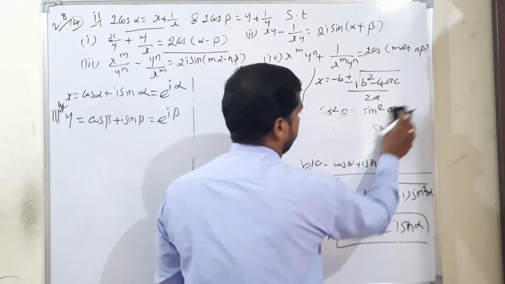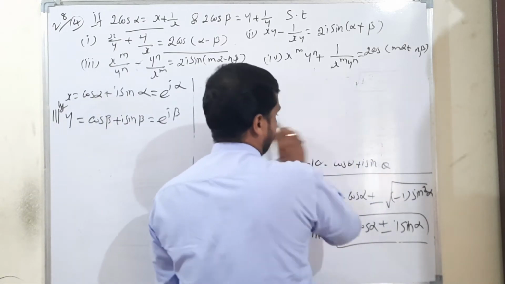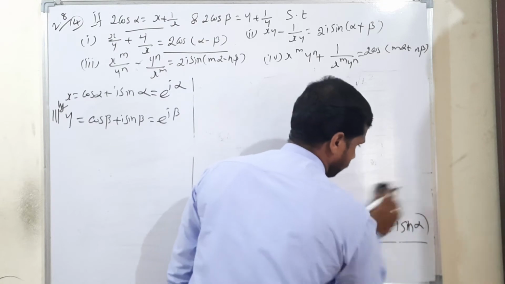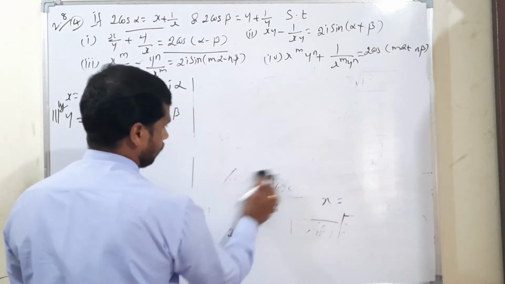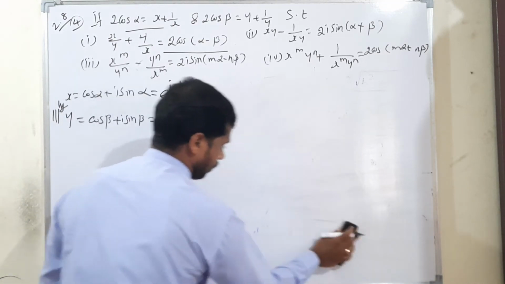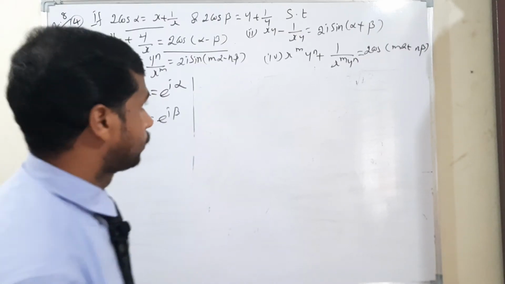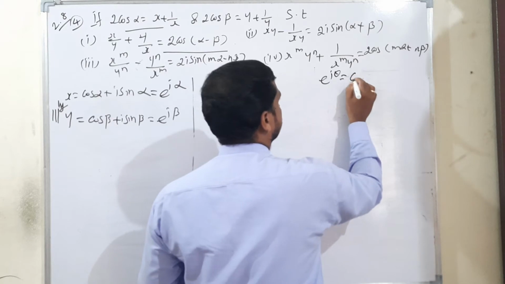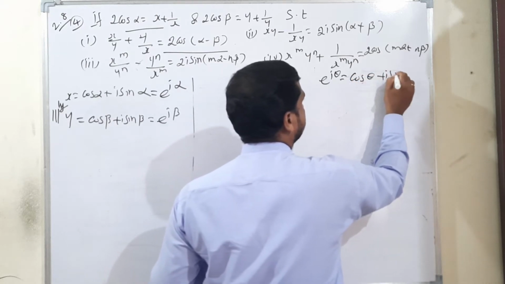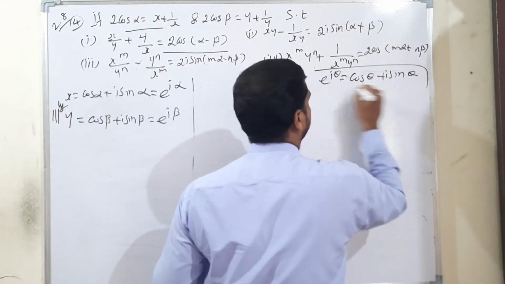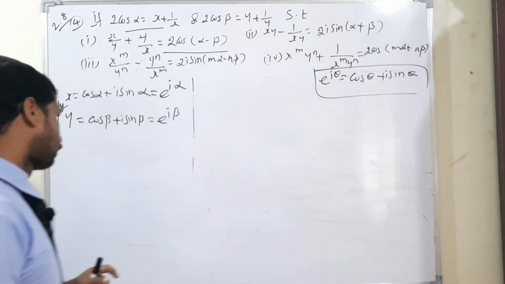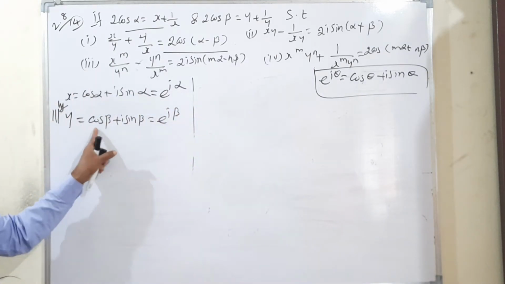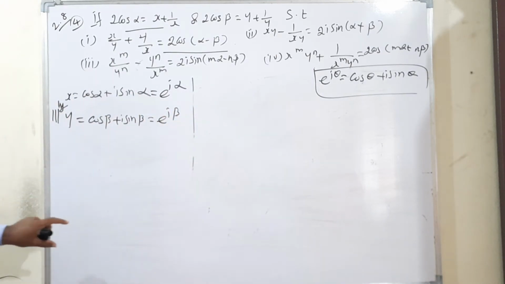This is also, I can rub it. Only one important point we need. What's the point actually? e to the power i theta is equal to cos theta plus i sin theta. This is what we need. Similarly, y is equal to cos beta plus i sin beta, which means e to the power i beta.